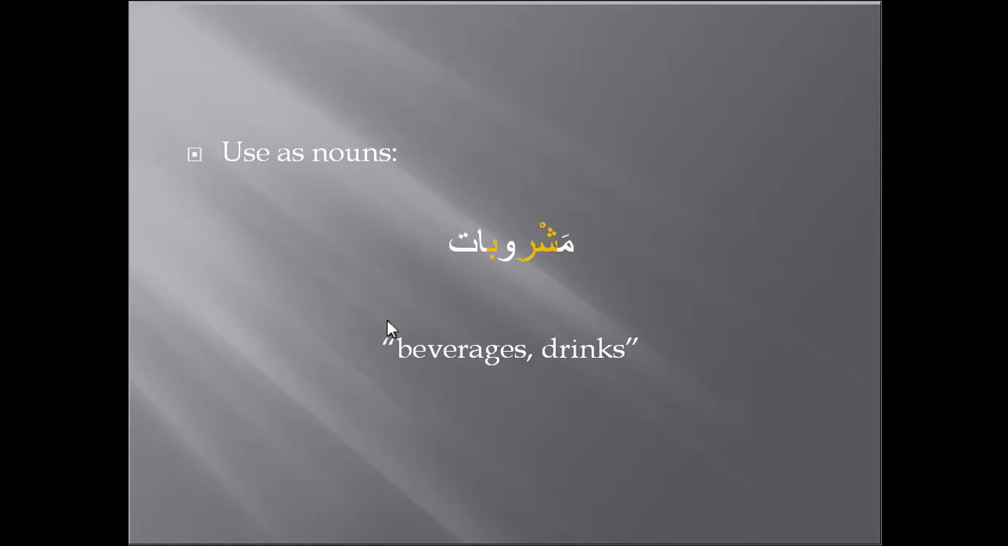So mashroob becomes mashrubat. It's used when we're talking about things, not when we're talking about people. That's the exception. So mashroob, mashrubat. This is the plural. Mashrubat is drinks. And this is a straightforward pattern. So let's look at another one.